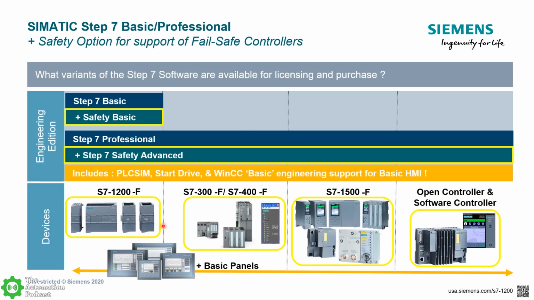So this gives an overview of the software that's used to program it. You can see that with the S7-1200, all you need is Step 7 Basic. If you have the fail-safe or safety variant of the 1200, you just need a Safety Basic license. With the 300s, 400s, and S7-1500s, Step 7 Professional is required, and same thing with the safety license. You'll need a Safety Advanced license to program safety for any of these PLCs.